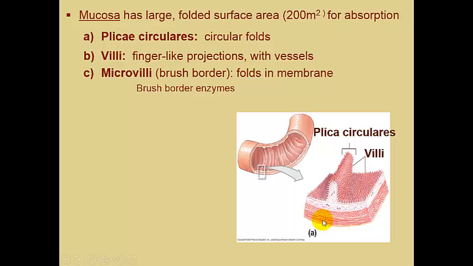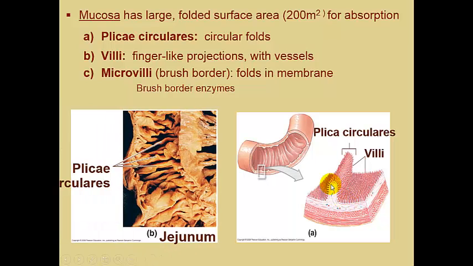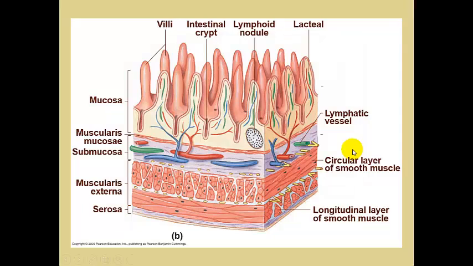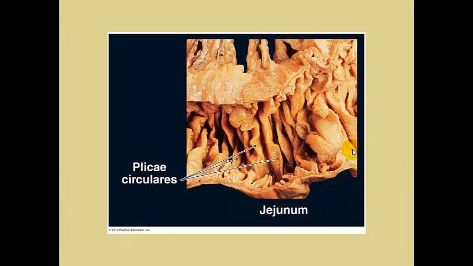Notice the folds really are not a part of the muscularis externa. Certain folds, specifically the plica, do involve the submucosa, but the villi and the microvilli do not. There's a photo of plicae circularis, very prominent folding in a jejunum here. More plica. And here we see the villi. So these were the larger folds.